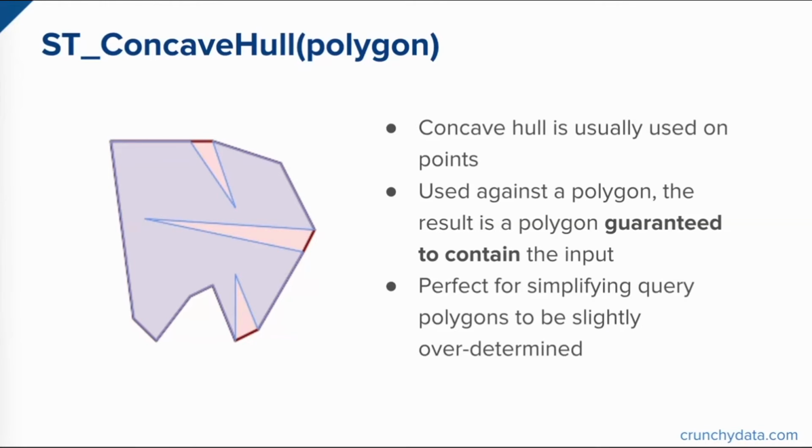This is a special case of concave hull where the output is guaranteed to contain the input. But you can specify how much concavity you want. So this is great for chopping off inlets and other complex incisions in a shape, and generally can reduce the vertex count quite a lot, particularly if you pair it with something like ST-Simplify.